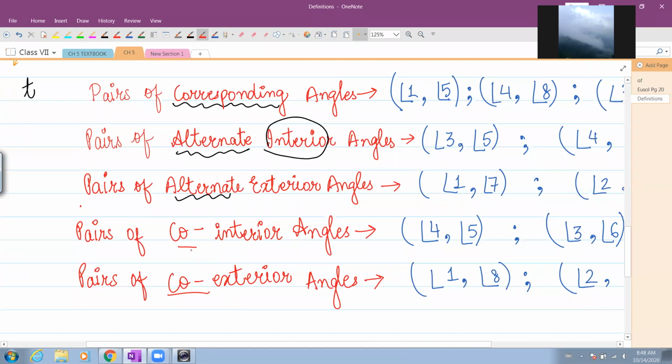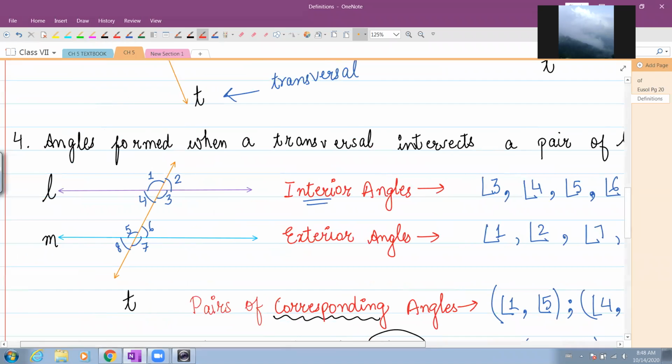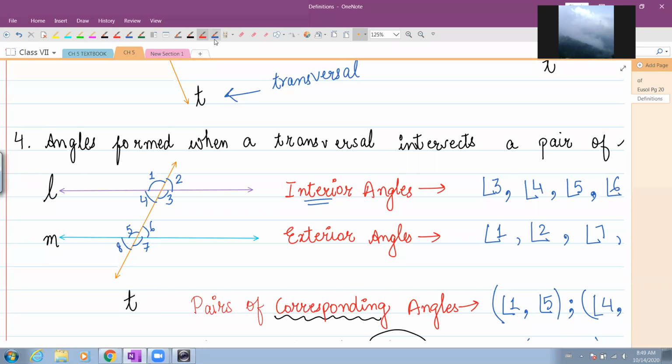This would mean same side. Co means together, the ones that are together. And these are actually angles on the same side of the transversal. So I'm going to take you back to the figure, and what you want to do is to identify co-interior and co-exterior angles. I would like to take a look at only one side of the transversal.